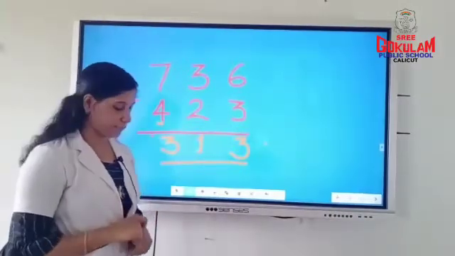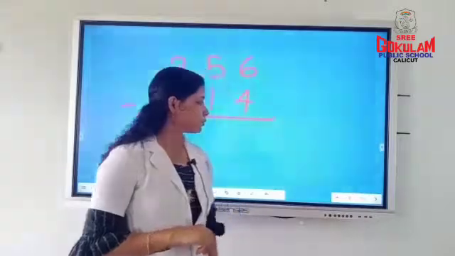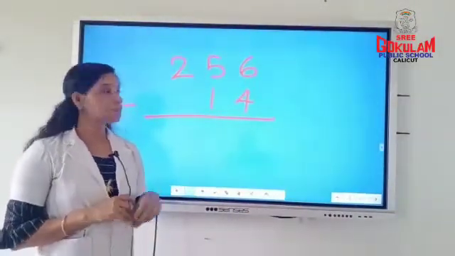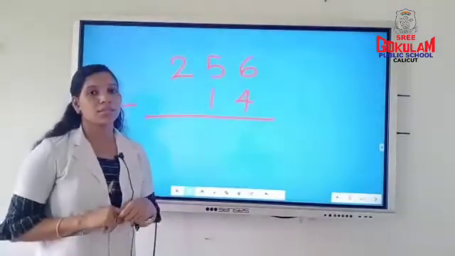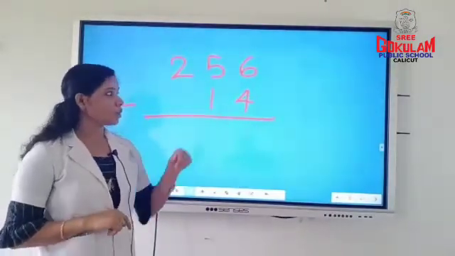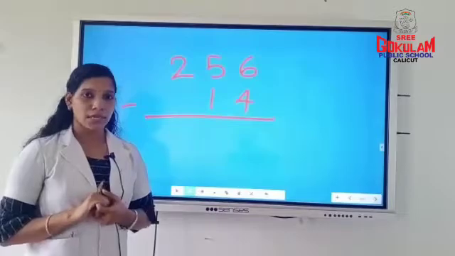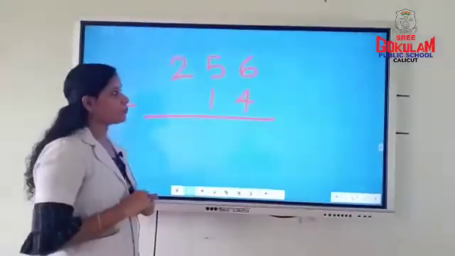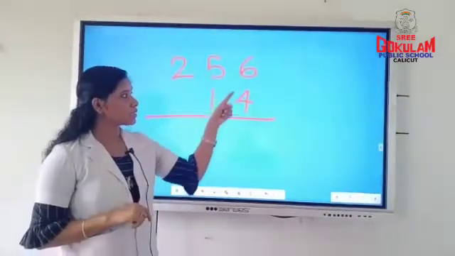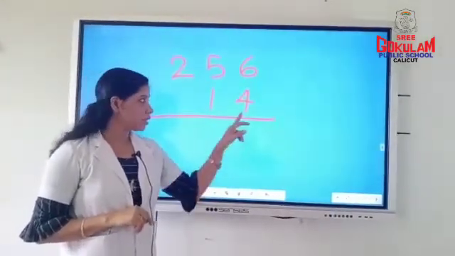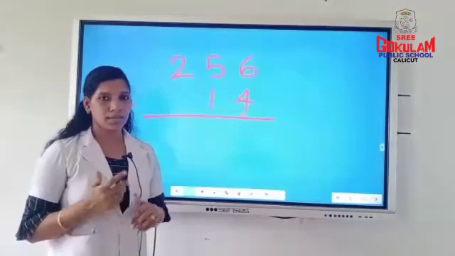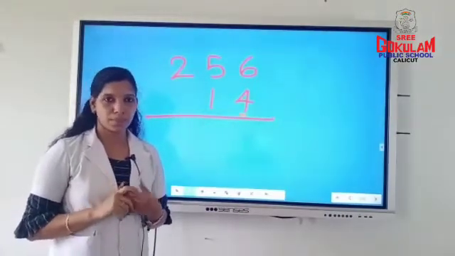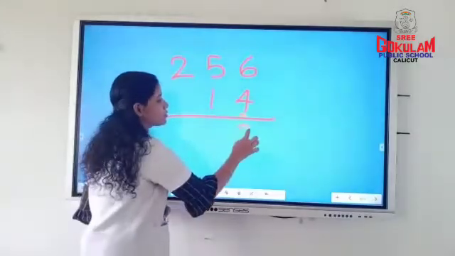Let's see one more example. Our next number is 256 minus 14. Start from the ones place. 6 minus 4. What is 6 minus 4? After 4, start adding. 5, 6. 2 numbers. So it's 2.